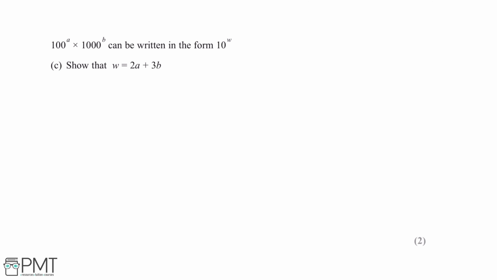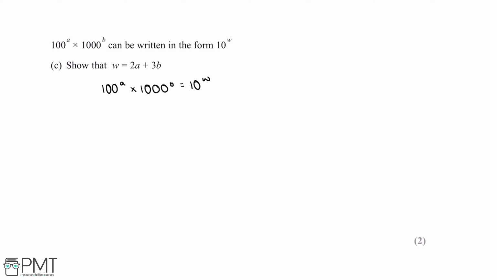100 to the power of a multiplied by 1000 to the power of b can be written in the form 10 to the power of w. Show that w equals 2a plus 3b. So if 100 to the power of a multiplied by 1000 to the power of b can be written in the form 10 to the power of w, then this means that 100 to the power of a multiplied by 1000 to the power of b equals 10 to the power of w. So now what we need to do is solve this equation.